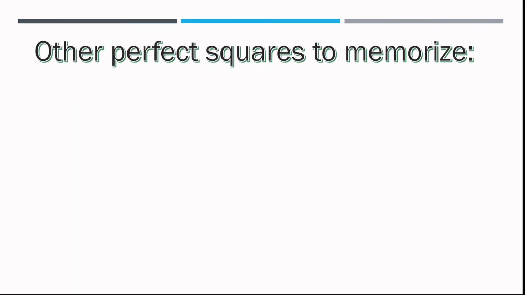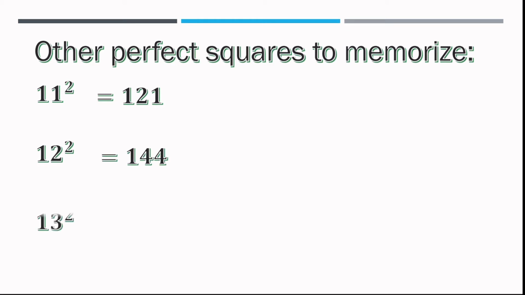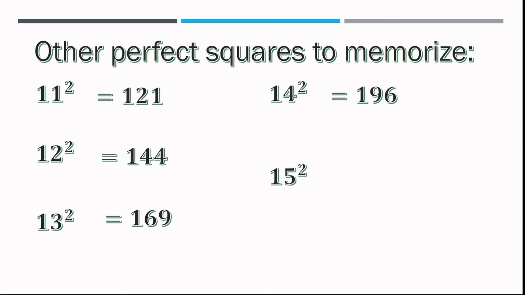Now, I told you should have some others memorized. You should also know that 11 squared is 121. 12 squared is 144. 13 squared is 169. 14 squared is 196. And then 15 squared is 225. Throughout this video, you will see some other ones. There will be other ones that come up, but if they are, you'd have a calculator for them. But these you should know without a calculator because you may be asked them.